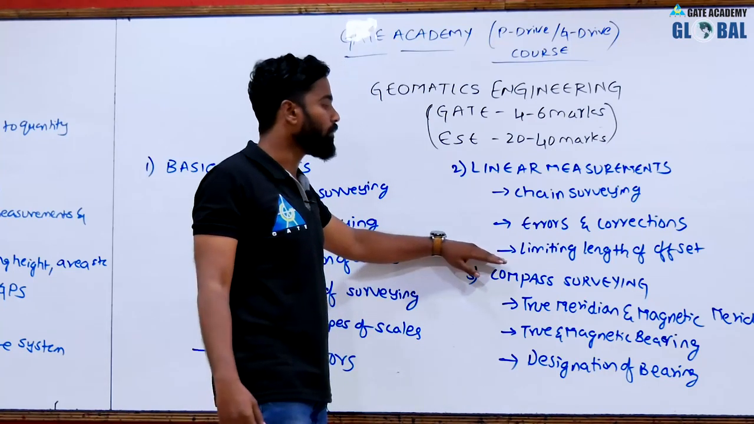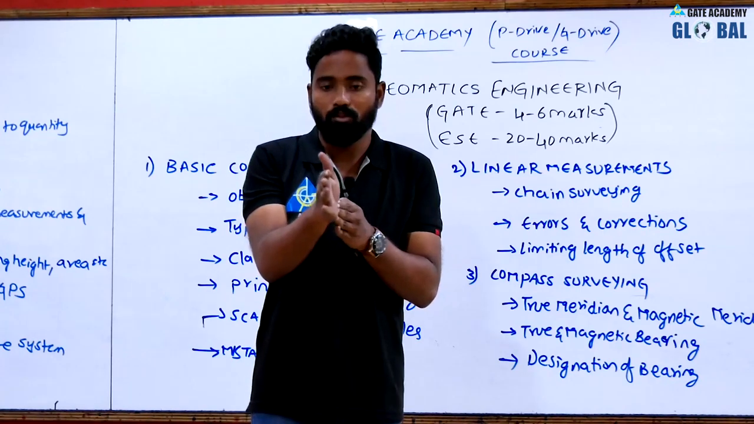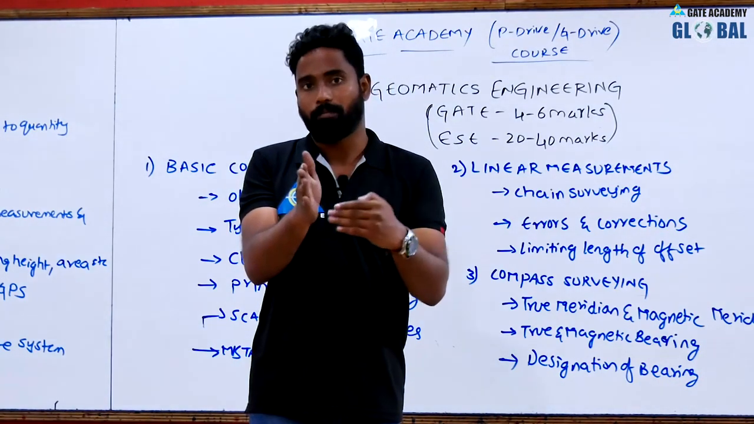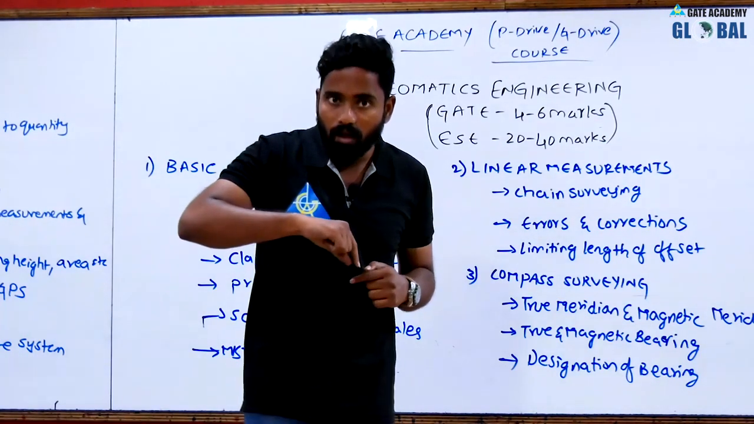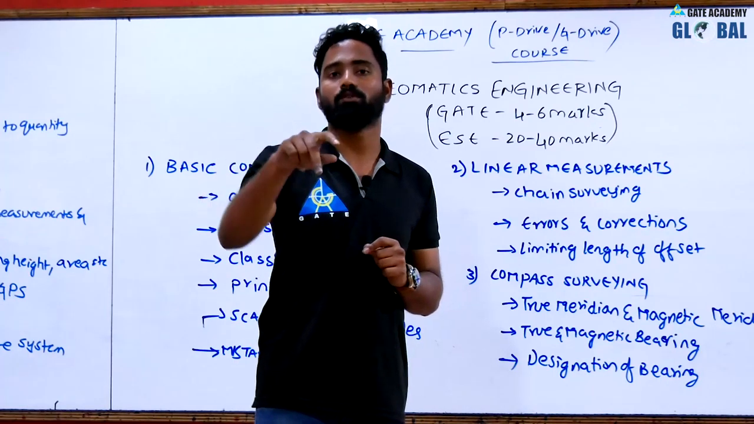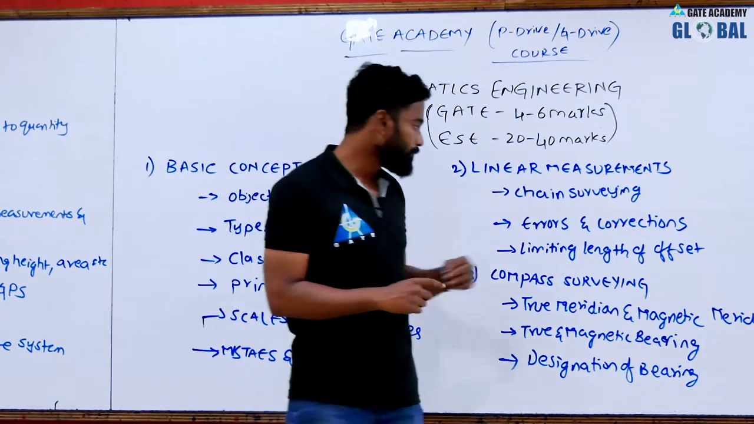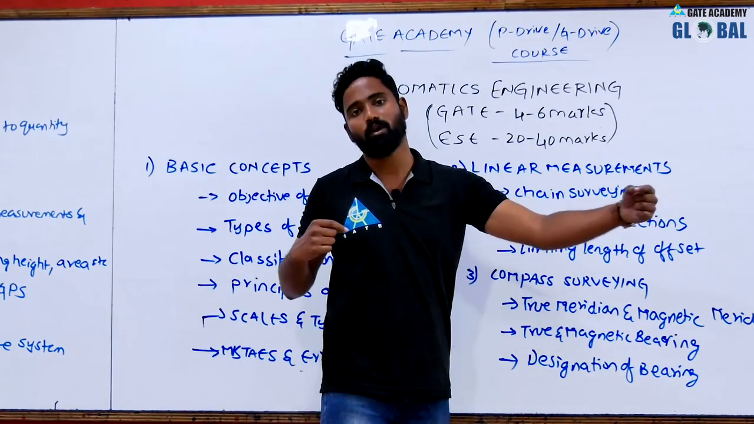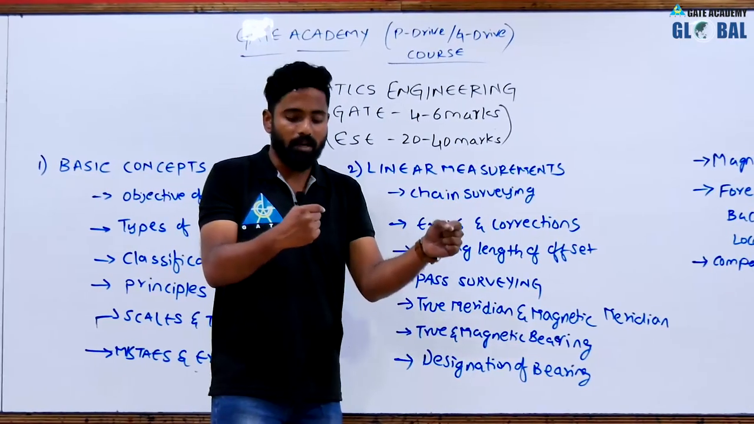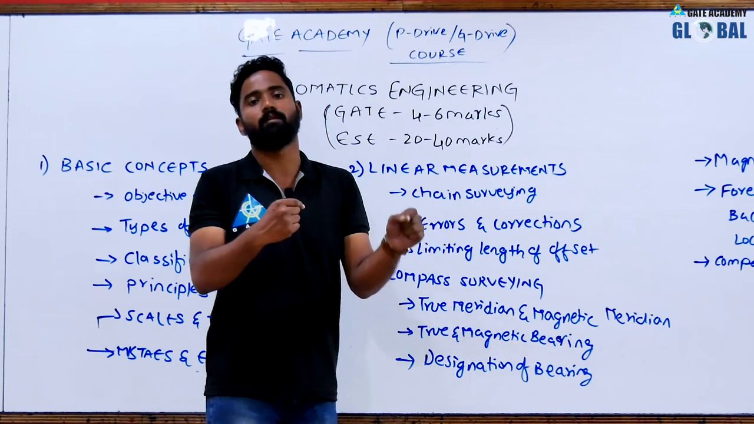Now, the limiting length of offset means this is the length of the offset, so that the error is very, very small. We are assuming this is plane surveying, but in actual this is geodetic surveying, so the error in the measurement is very small. If you take more length, error will be more. If you take lesser length, error will be very, very less. So, the limiting length of offset is the length at which error is very, very less.